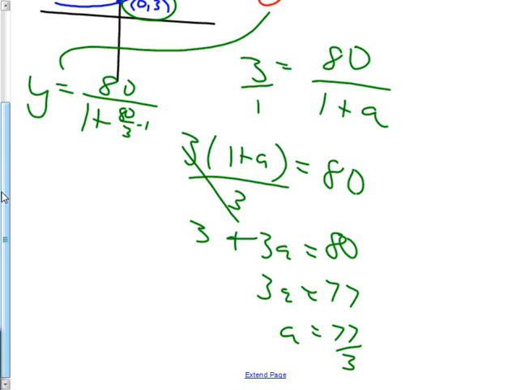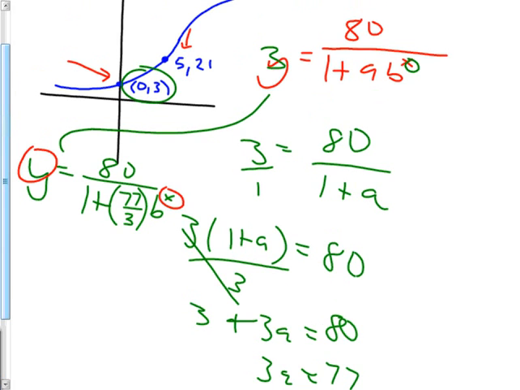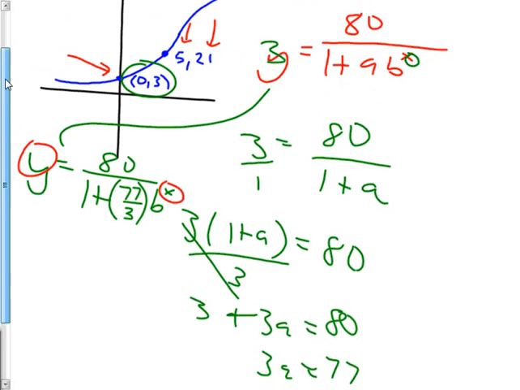So I kind of like the 77 over 3. I'm going to use that. No, you wouldn't have to have done it that way, but that's a good way. And now that's a better a. And now I've got to figure out b to the x. And then the x number here and here I get from there and there. So x is 5, y is 21.